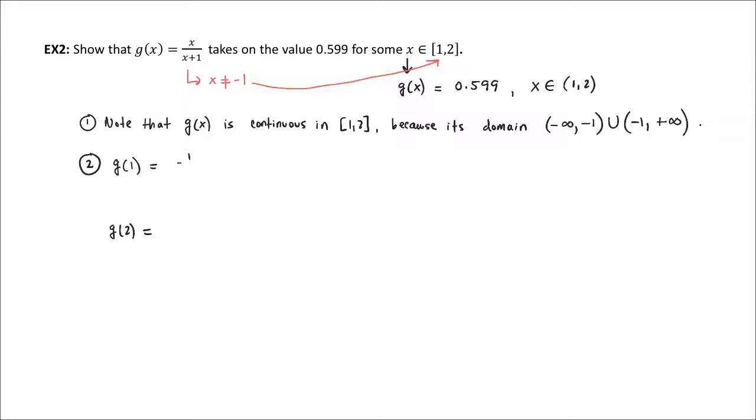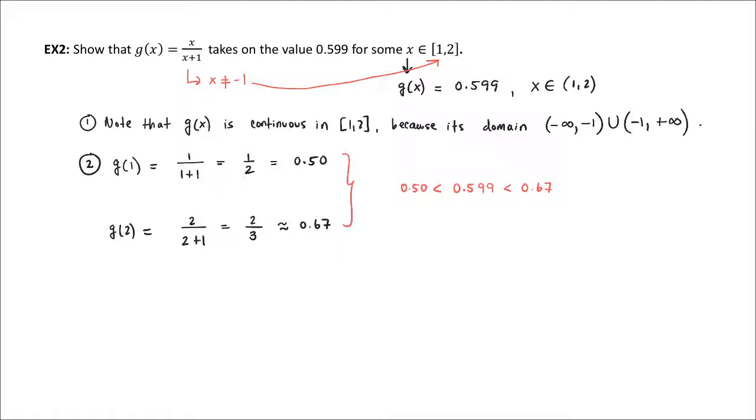So g of 1 will be 1 over 1 plus 1. That's going to give us 1/2, let's say 0.5. And then we're going to check g evaluated at 2. So 2 over 2 plus 1, that will be 2 over 3, approximately 0.67. Let's actually say here 0.50 to have 2 digits. Look at this fabulous result. What we now have is that 0.599 is less than 0.67, but is greater than 0.50.